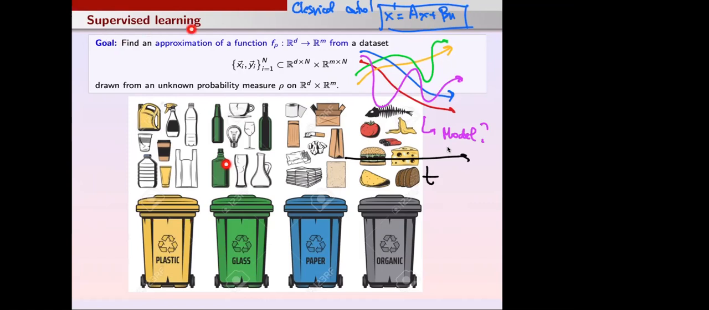Now, when we are in the context of machine learning, the dynamics is not given. So I am allowed to build the dynamics. I am free to build the dynamics. Why? Because in principle, plastic, glass, and paper, they don't know about their nature. They don't mind. They don't choose themselves to go to one destination or another.